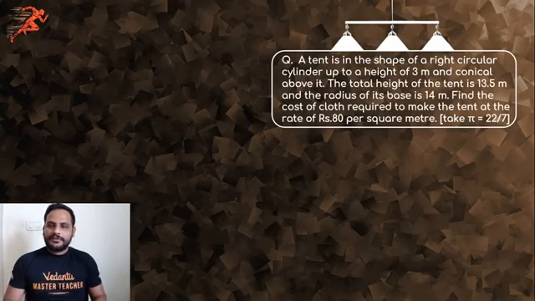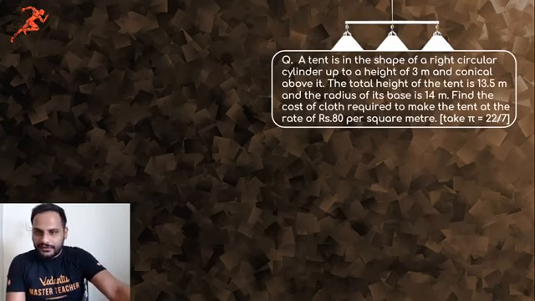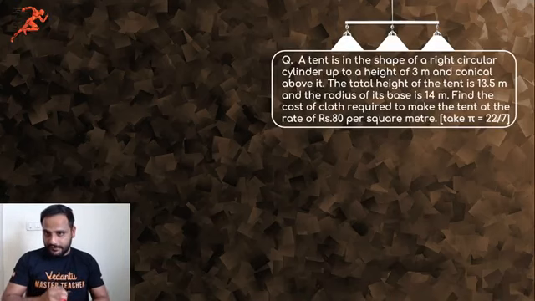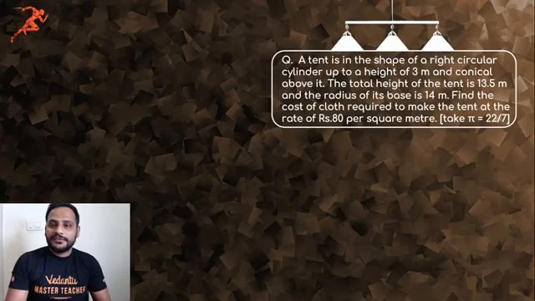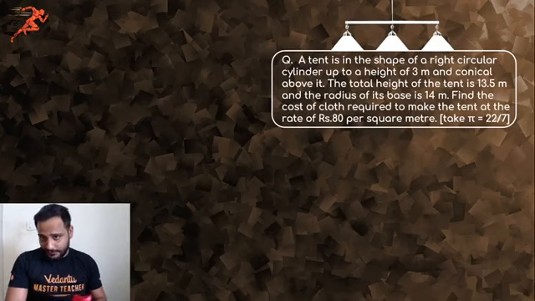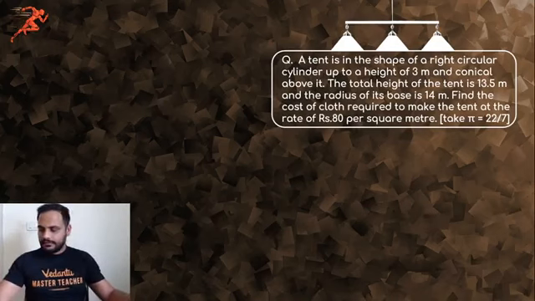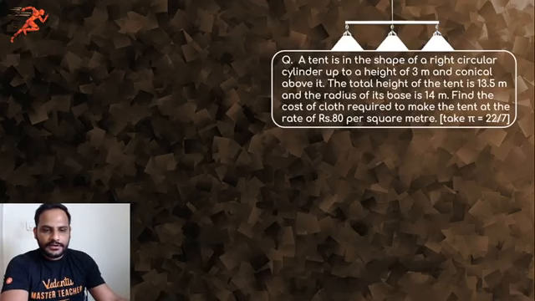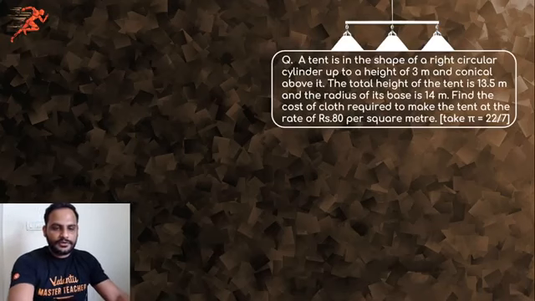So the homework question of the previous class is: a tent is in the shape of a right circular cylinder up to a height of 3 meter and conical above it. The total height of the tent is 13.5 meter. Radius of its base is 14 meter. Find the cost of cloth required to make the tent at the rate of rupees 80 per square meter. Take pi as 22 by 7. So clearly the question is very easy. See what they are asking us.